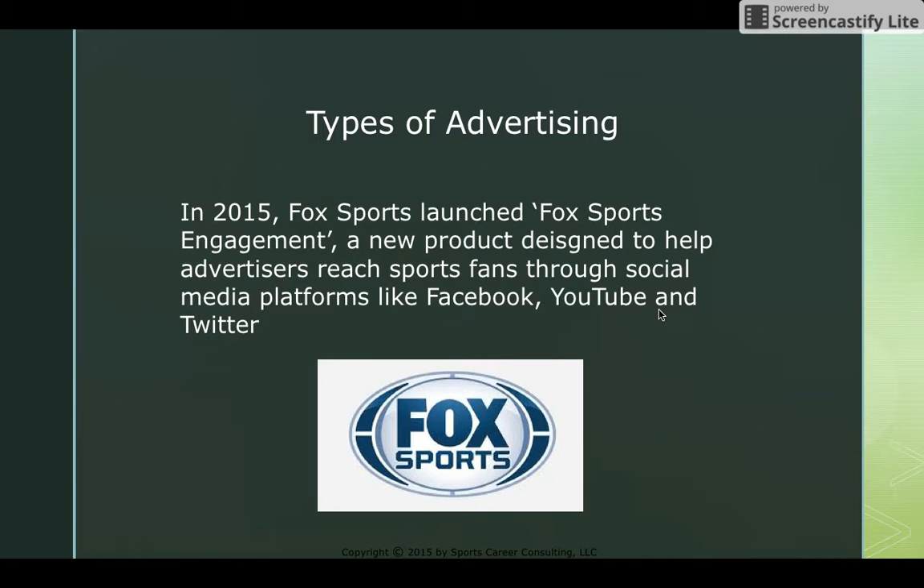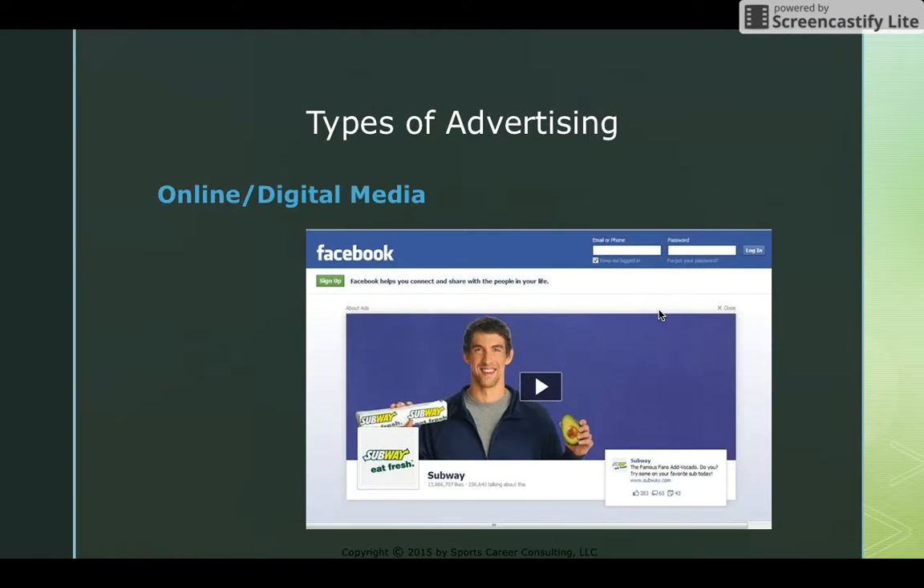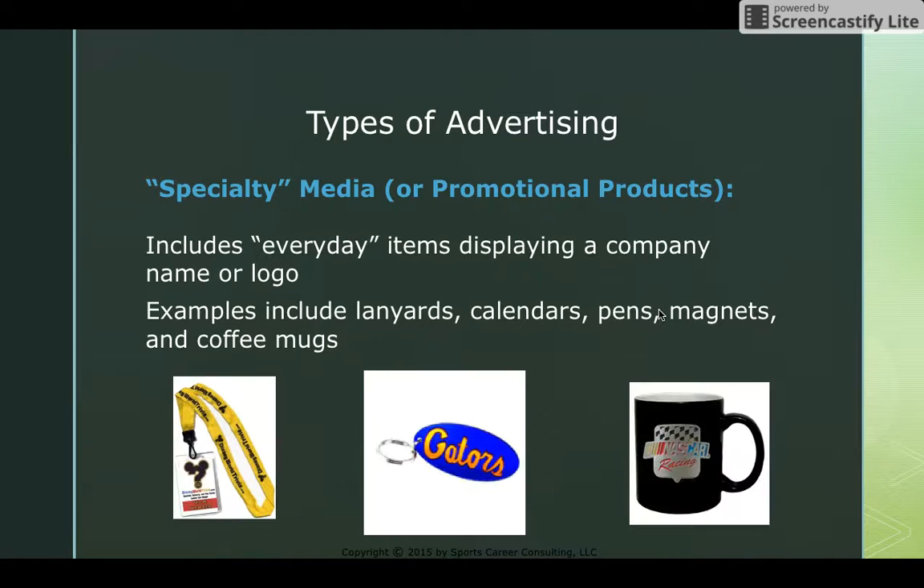An example of social media channels through online digital marketing is in 2015, Fox Sports launched Fox Sports Engagement, a new product designed to help advertisers reach sports fans through social media platforms like Facebook, YouTube, and Twitter. So there is an example of online or digital media through Facebook advertisements.